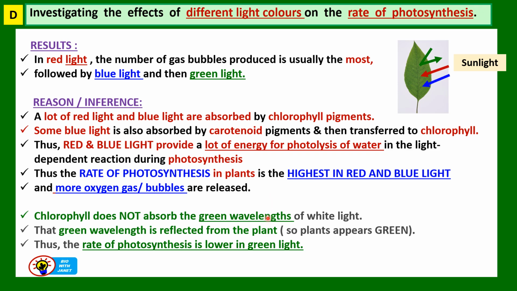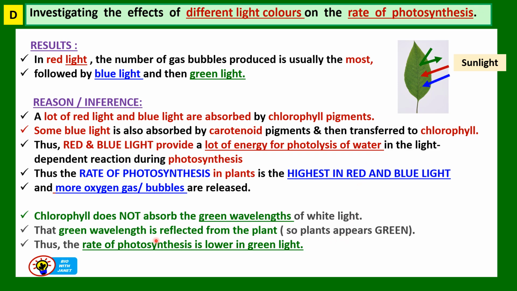But what about the green light? Now, the inference for green light is like this. Chlorophyll does not absorb the green wavelength of light. That green wavelength is reflected from the plant, as seen in this picture here. Red light and blue light are absorbed, so the energy from these two lights can be used. But the green light is reflected. That's why the leaf is seen as green. So the green wavelength is reflected from the plant.